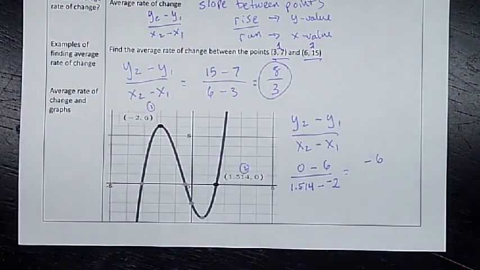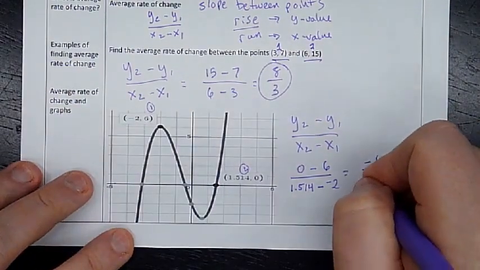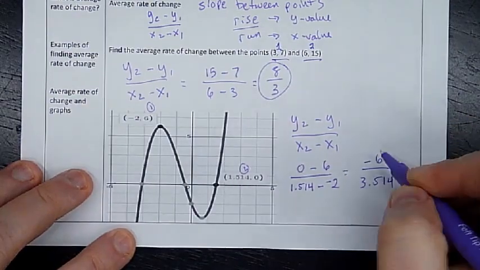This other one I'm going to have to use the calculator. 1.514 minus negative 2 gives me 3.514. And there is my average rate of change.